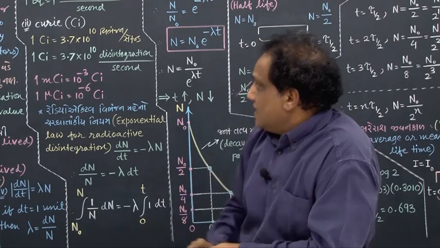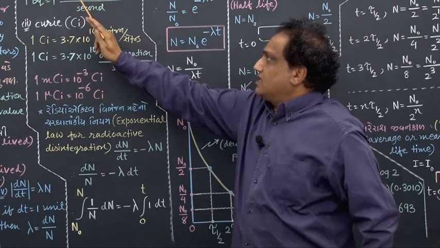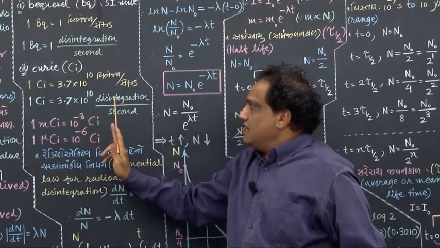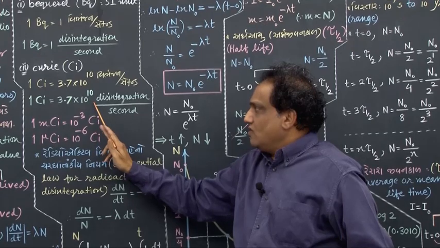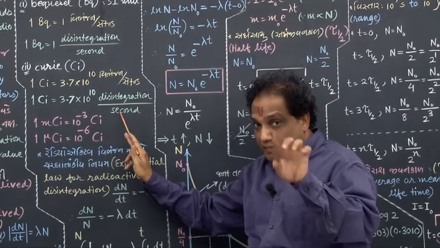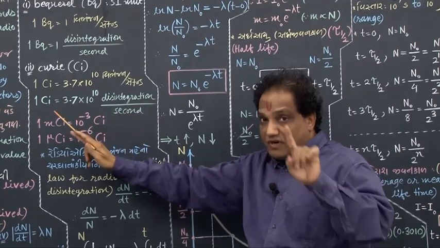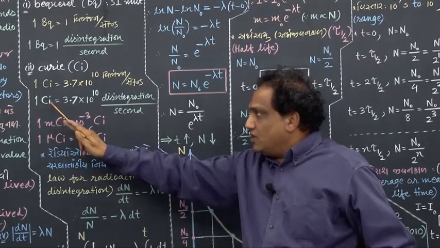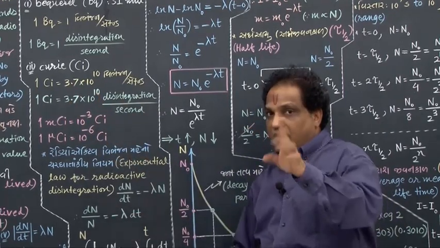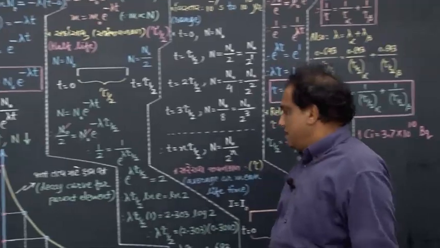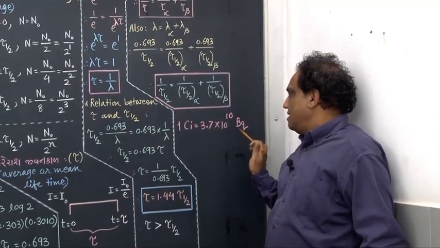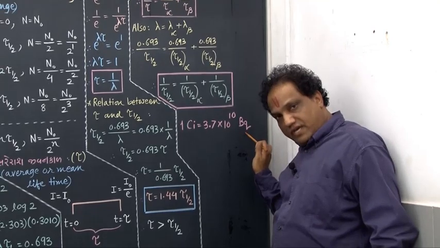Simple? Fine. Wherever it is 1 disintegration per second, what can you write? 1 Becquerel. If you replace it by Becquerel, then you will get the relation between Curie and Becquerel. 1 Curie is 3.7 into 10 raised to 10 times Becquerel. Okay, fine.